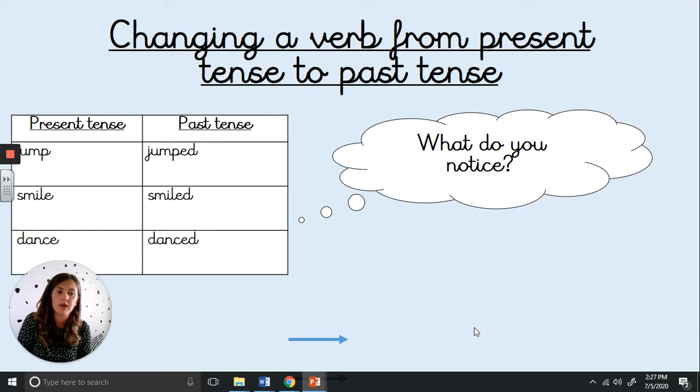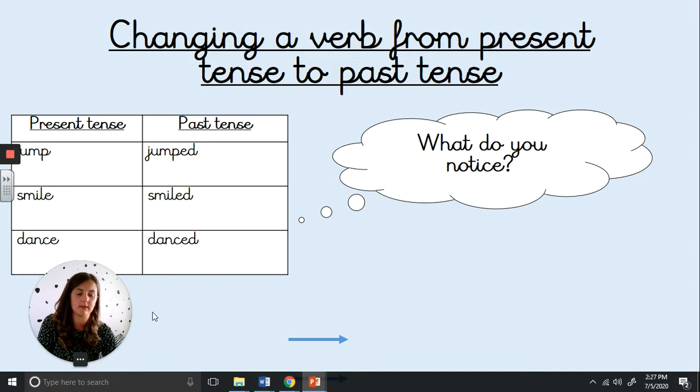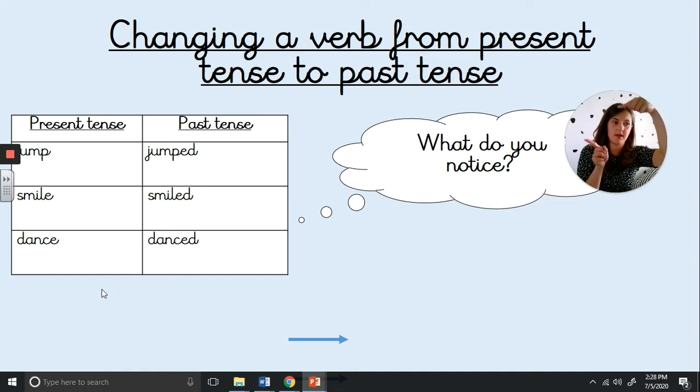So let's have a look at changing a verb from present tense to past tense. I have got a table above my head. Let's see if I can move it. Oh, look at that. Oh, not very well. Well, there's a table. Oops, over there. Okay. Now it will have a present and past tense. So we've got jump turns to jumped, smile turns to smiled, and dance turns to danced.